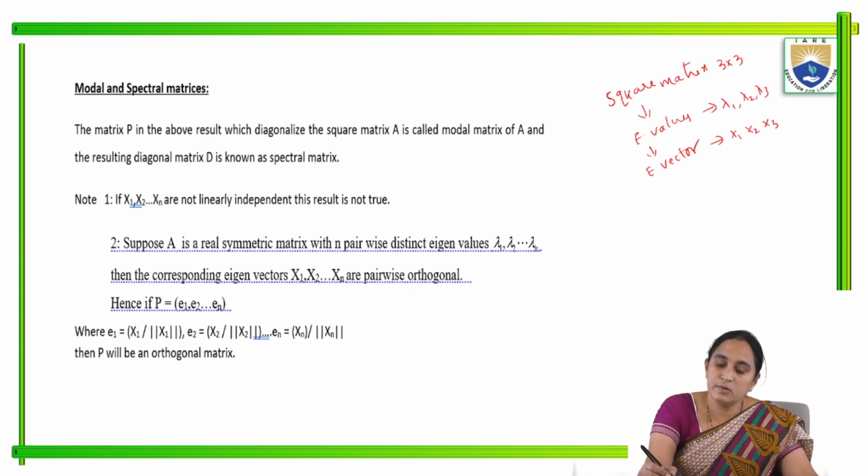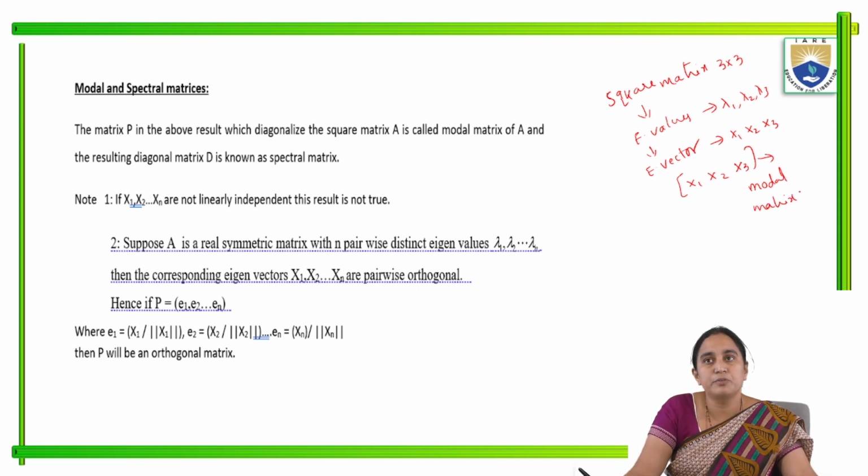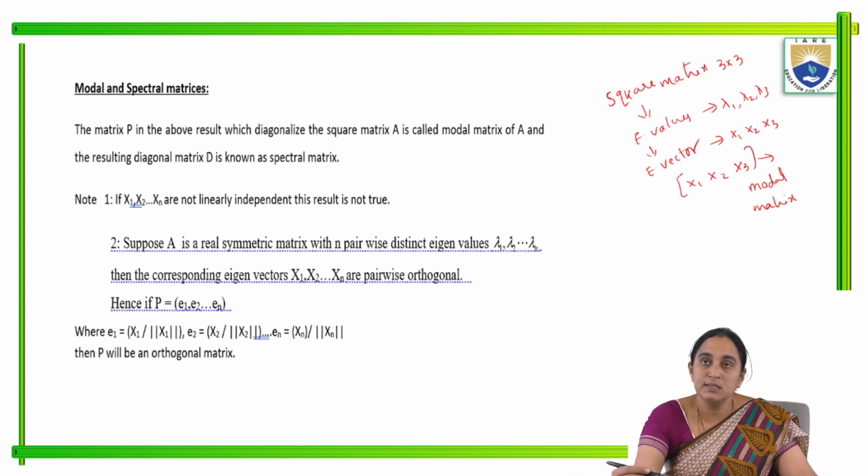We get those 3 eigenvectors and write them in one matrix form. This matrix is called the model matrix. After getting the eigenvectors, we have to write them as one matrix form. That matrix is called the model matrix. This is the concept of the diagonalization of a matrix.